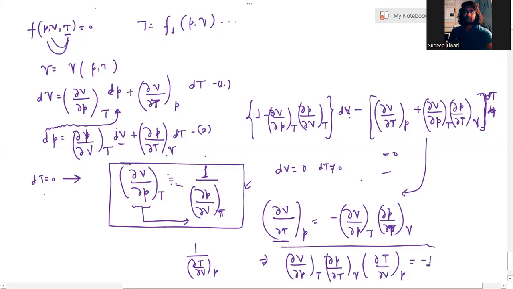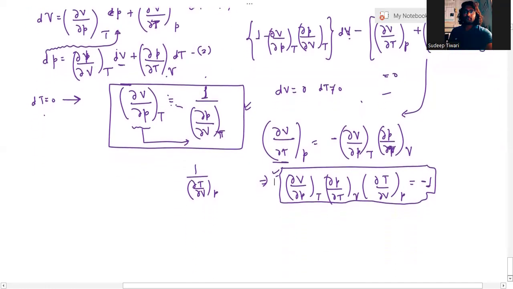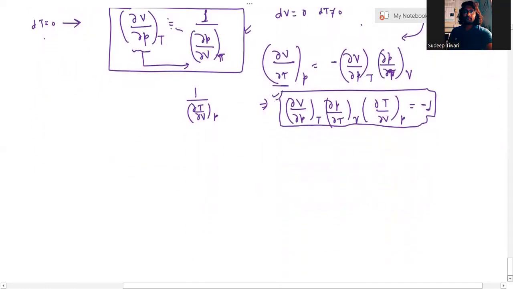This is an important relation. You should always remember this. In fact, this is not physics, this is generally mathematics. If you are good at partial derivatives, then in general also you can write this. Not a problem at all. I'll write it for you so that you remember.